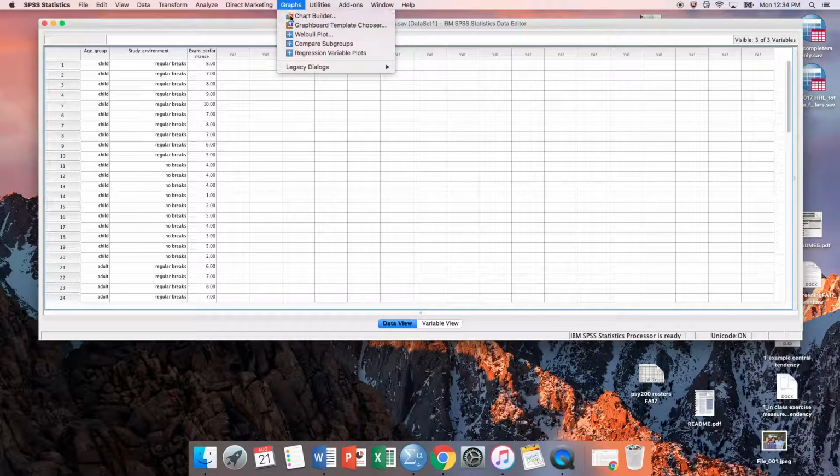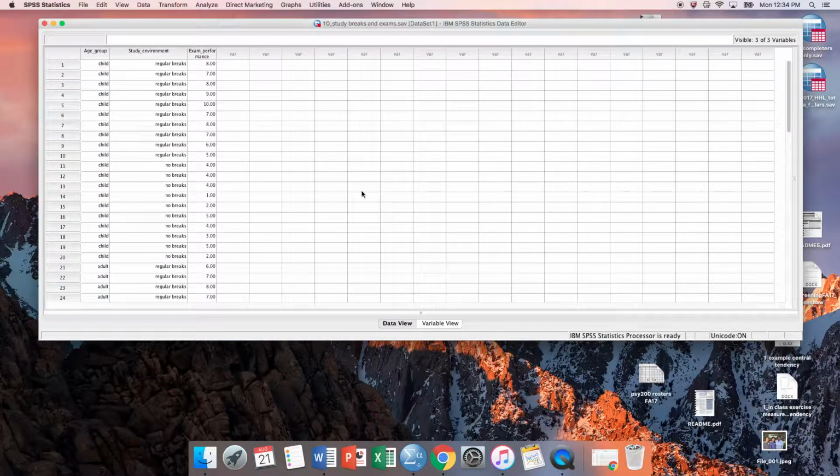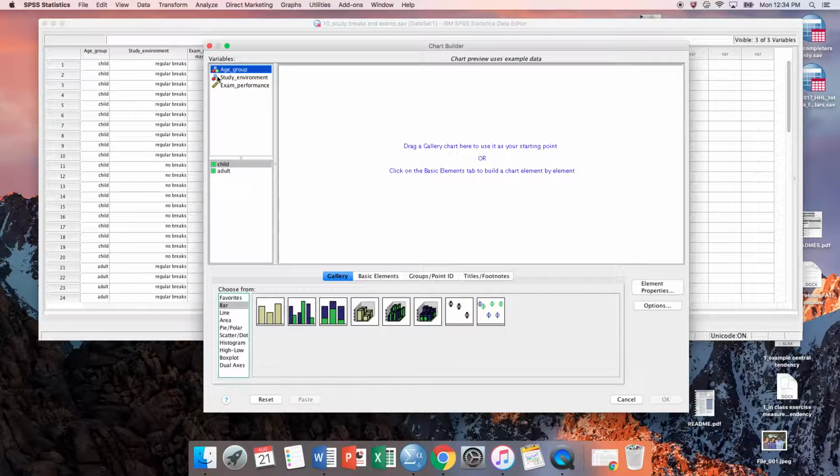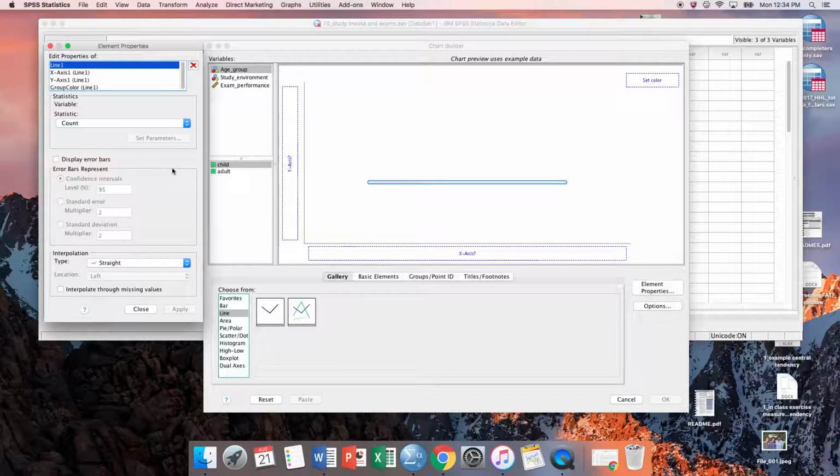We're going to go to Graphs, Chart Builder, and it's reminding me to define the variable properties. In this case, I have done that. So my categories or independent variables are nominal, and my dependent variable is scale. All right, now I want a line graph, but if I want to show two variables at once on the same scale, then I need to choose a multiple line graph. So that's what I'm going to do here.